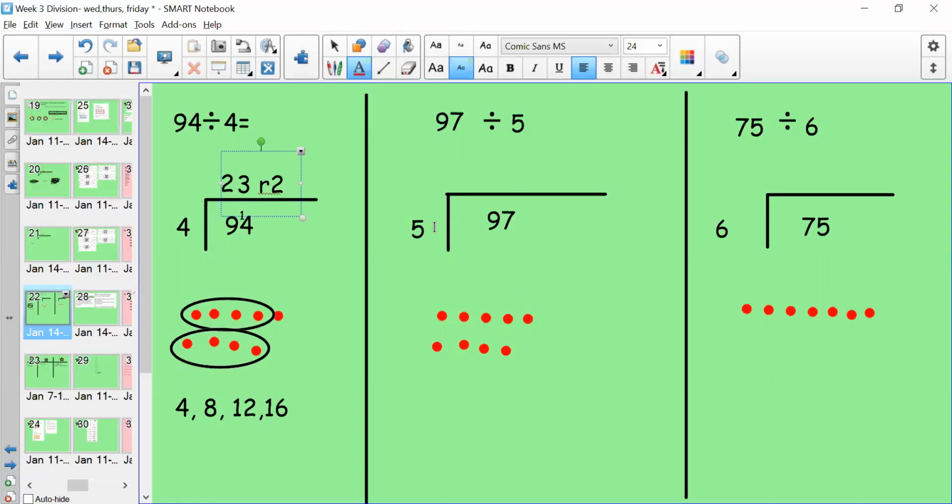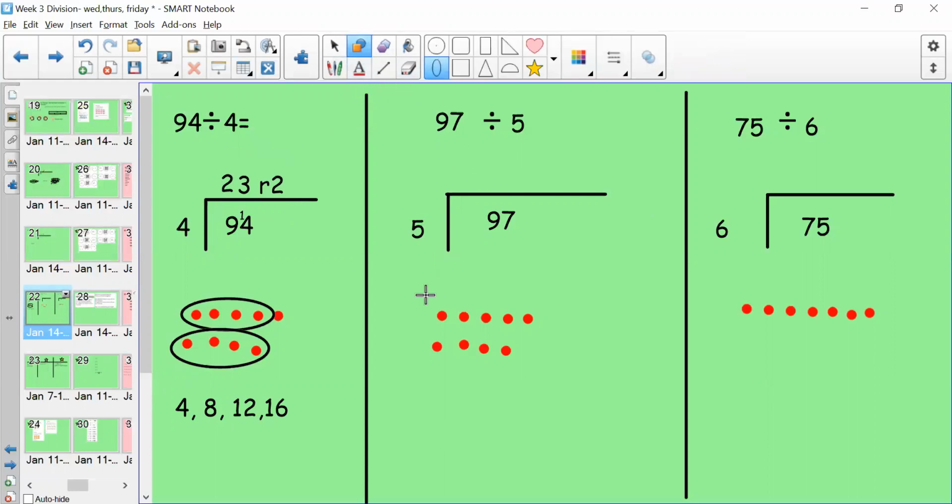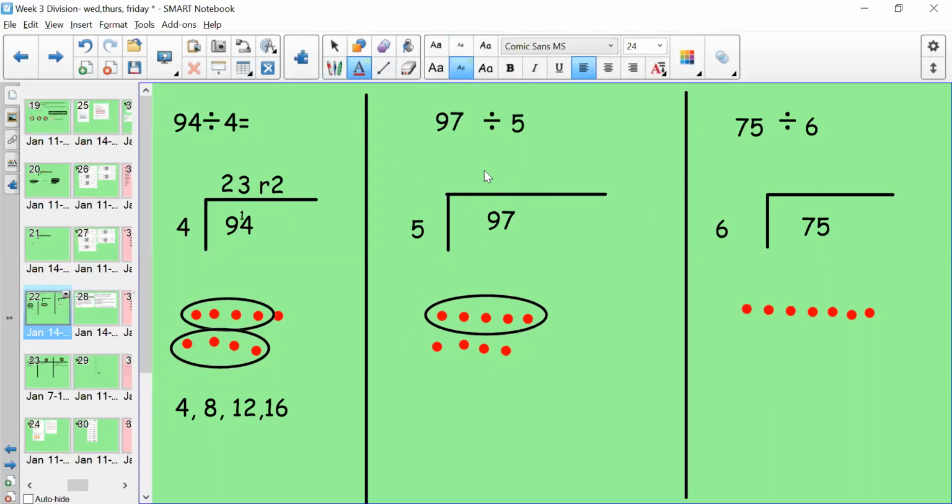Okay, then let's do the next one. So 5 into 9. We can circle 5 counters. So that's 5. And we can see we don't have another 5, so it's not going to go in equally. So we can see that 5 goes into 9 once, and there's 1, 2, 3, 4 left over.